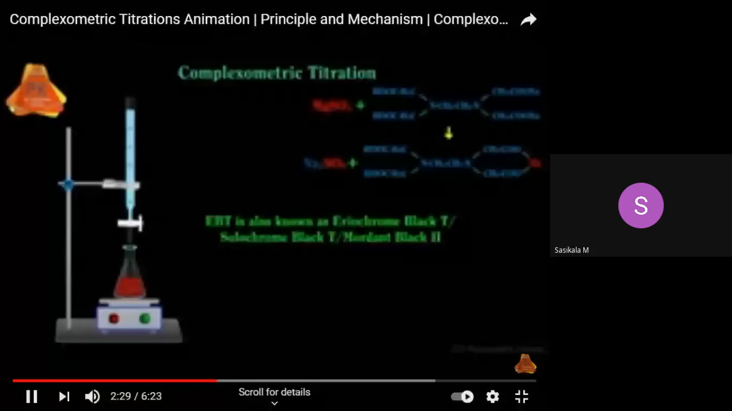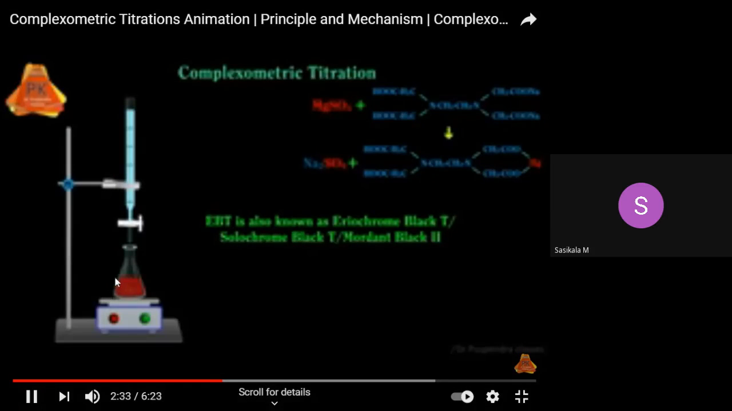You can find the red color, right? Red color is the color of the indicator. That is EBT. It is also known as Eriochrome Black T, Solochrome Black T, and Mordant Black T. This is what we have seen under metal ion indicators. So the common indicator is EBT, which may be called Solochrome Black T or Mordant Black T.